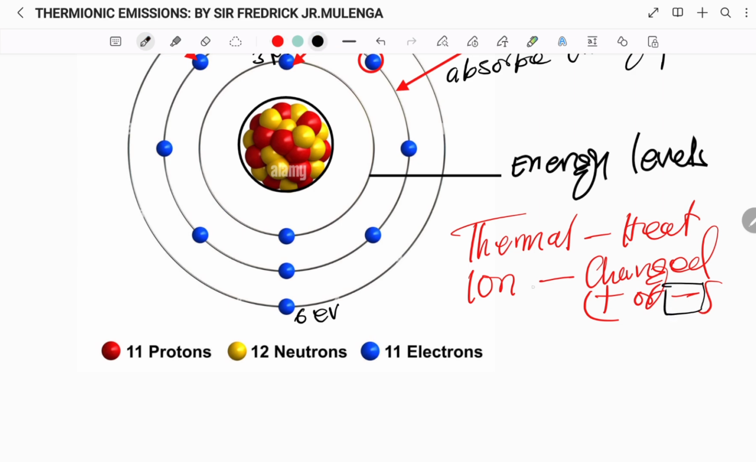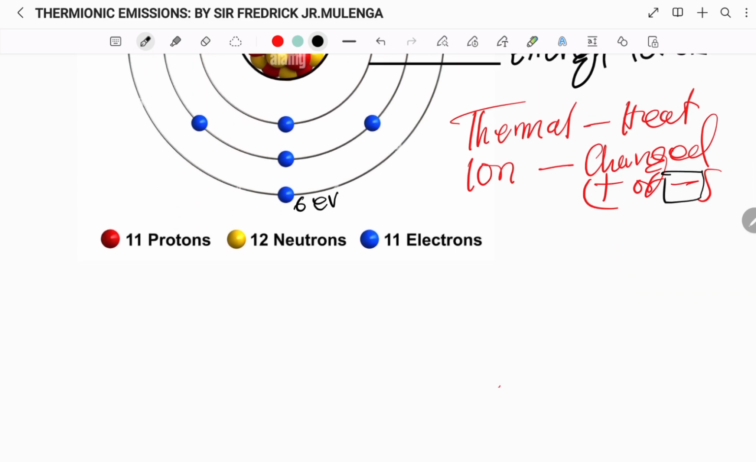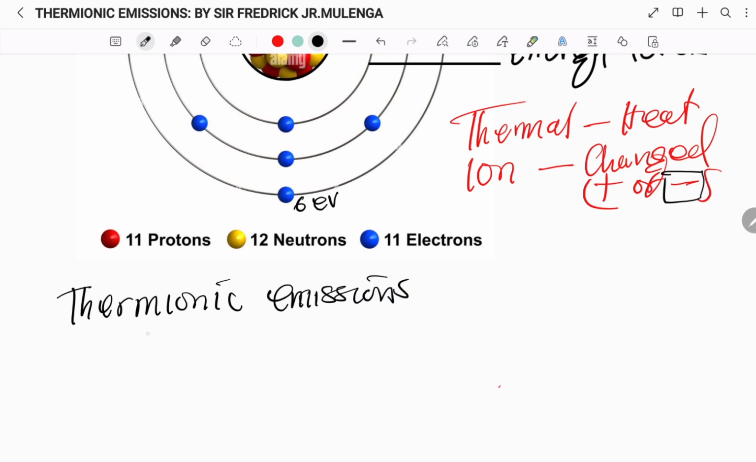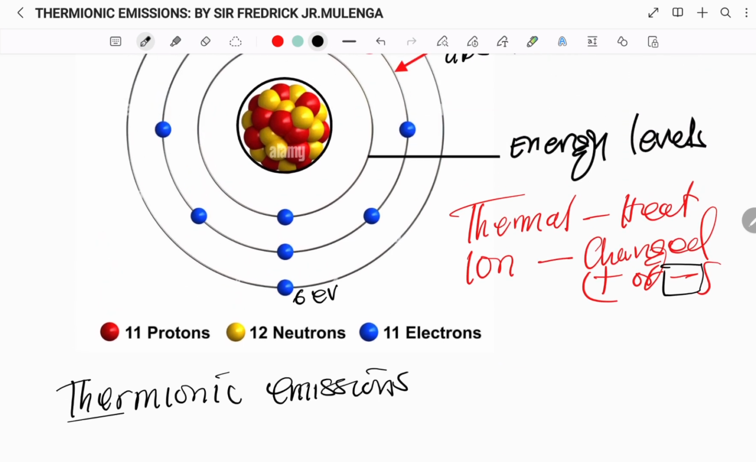So let's combine these two. These two give us what we call thermionic emission. Thermal means heat, ion means charged. So the process by which an atom emits electrons or a stream of electrons due to energy supplied to it is called thermionic emission.